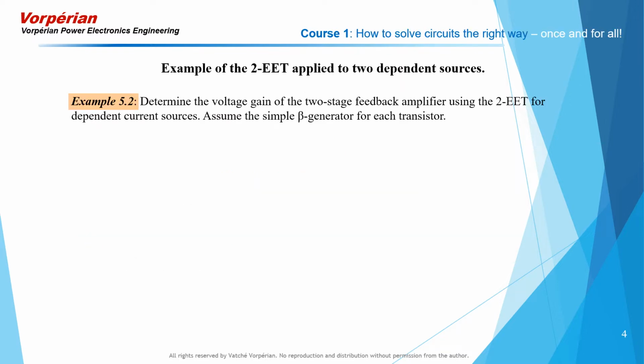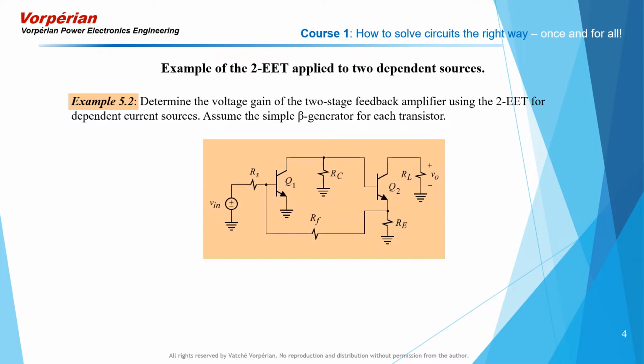As I mentioned in my previous video, the form of the two EET is a natural and intuitive extension of the form of the one EET. So instead of giving you the proof of the 2ET first, I'd rather have you see it in action. Hence, I'm going to use a two-stage feedback amplifier comprising Q1 and Q2 to determine the voltage gain Vout over Vin. And the two dependent generators are going to be the beta generators of Q1 and Q2 given by this simple model of the transistor.